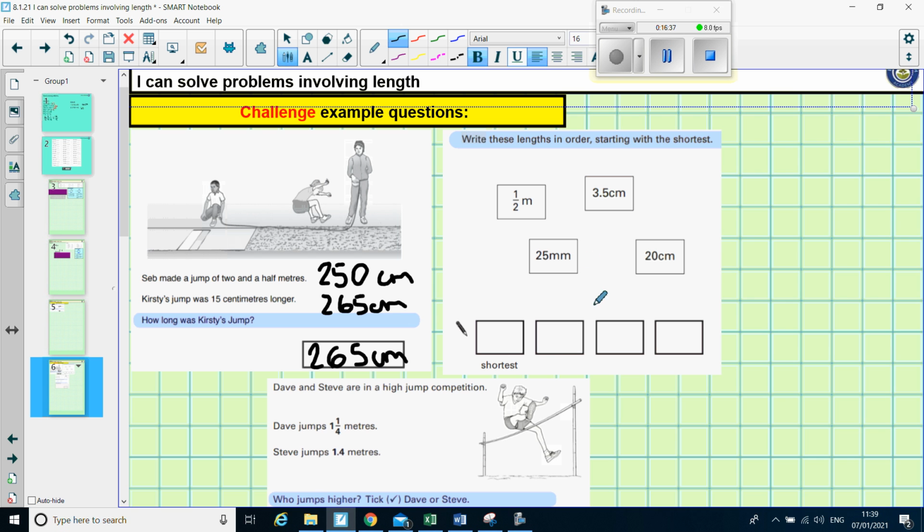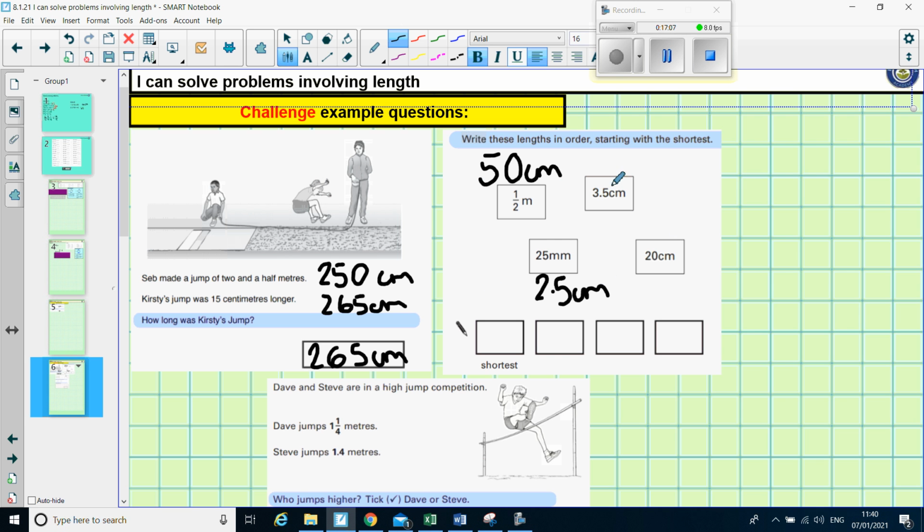Okay, to be able to do this question, you need to convert all the measurements to the same unit. So I would make them all centimetres here. So we've got 2 that are already in centimetres, but we're going to change the other 2 to centimetres so that we can compare them. So 25 millimetres is 2.5 centimetres, and half a metre is 50 centimetres.